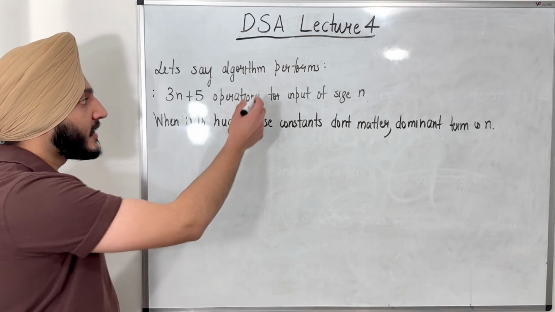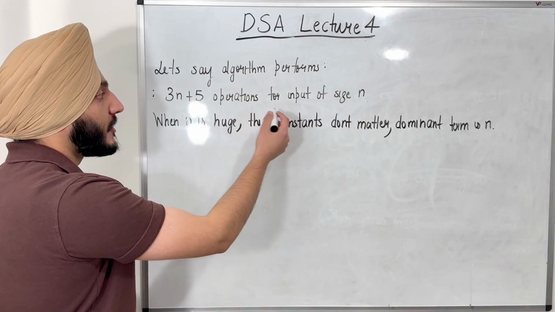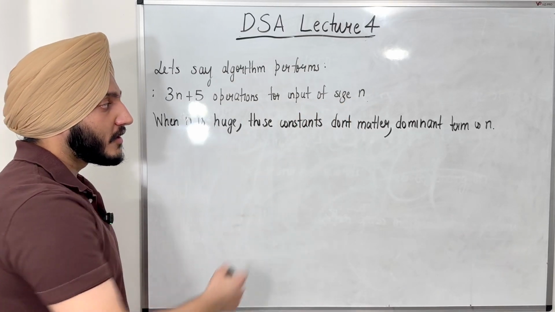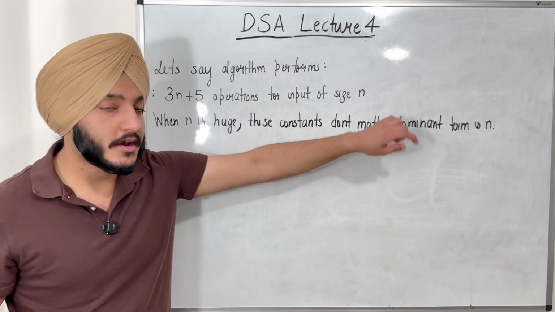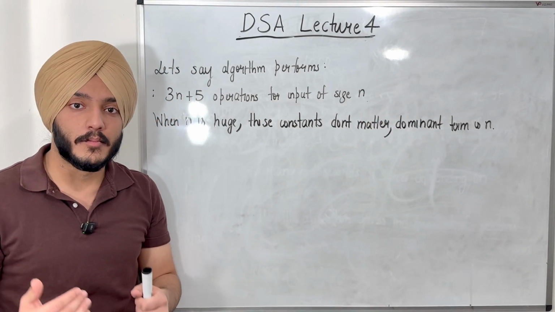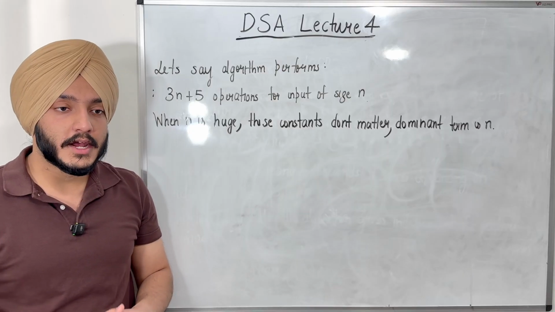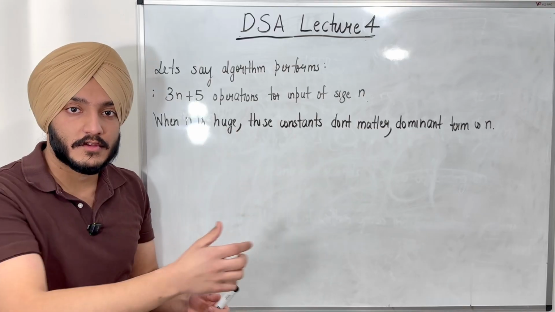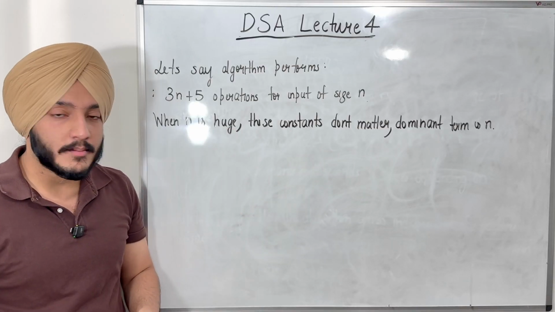Let's say an algorithm performs 3n plus 5 operations for input of size n. When n is huge, these constants don't matter. The dominant term is n. So let's try to understand what I'm saying. When we measure time complexity, we don't take a look at these small constant terms. Why? The reason is, think about this.